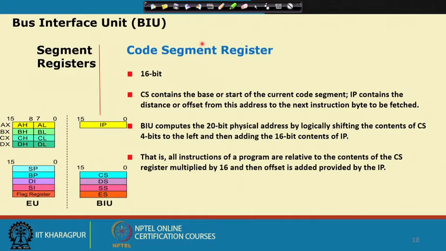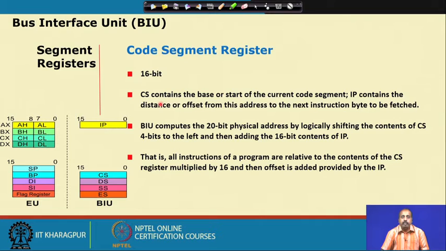Of course, there are override options. It is not mandatory that the code segment register cannot be used for data access. That can be done, but there should be some explicit overriding. If you do not take that overriding, then the code segment register is a 16-bit register. It contains the base or start of the current code segment. And IP, the instruction pointer, will contain the distance or offset from this address to the next instruction byte to be fetched.